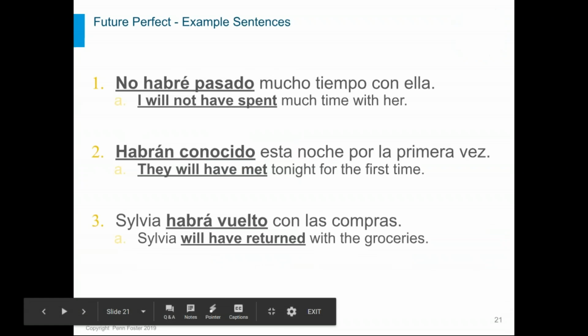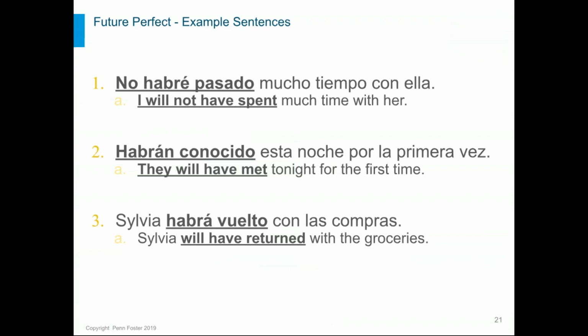Okay, so the first two here are regular past participles. No habré pasado, I will not have spent much time with her. Second one, conocer, to know or to meet in this context. Right, they will have met for the first time tonight. Habrán conocido, notice the ADO and the IDO endings, both regular.